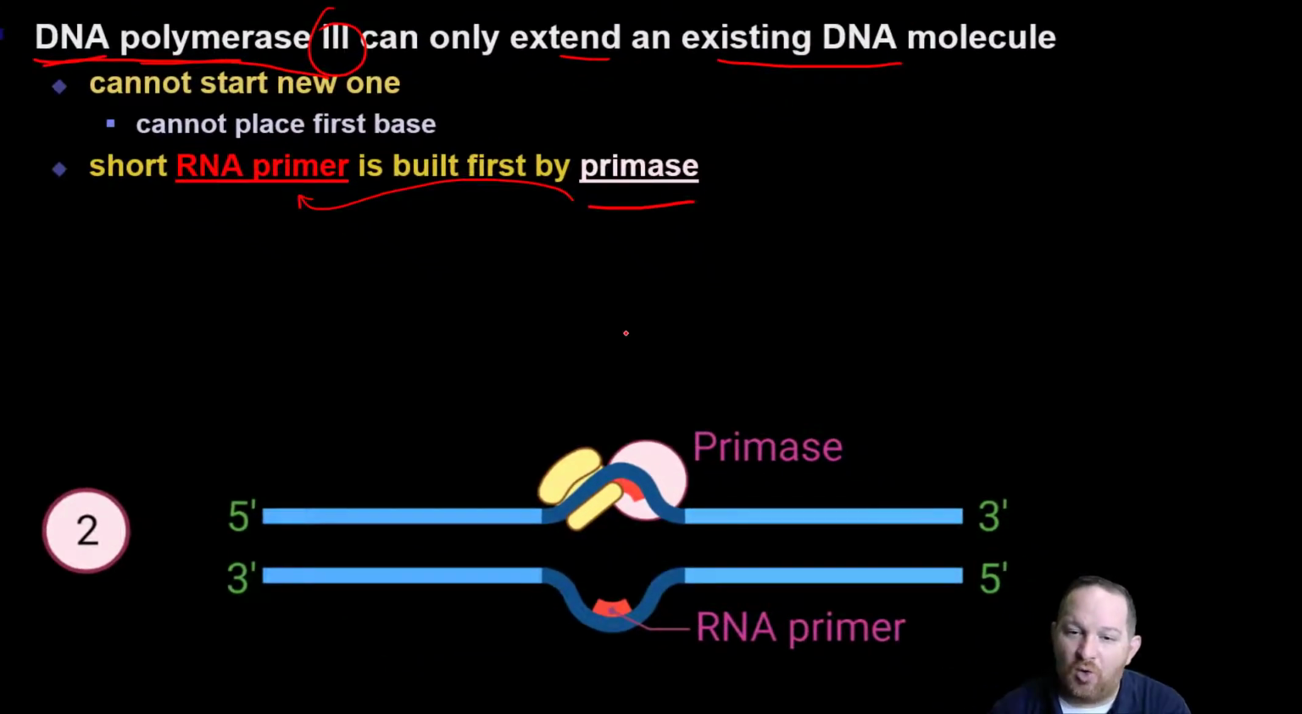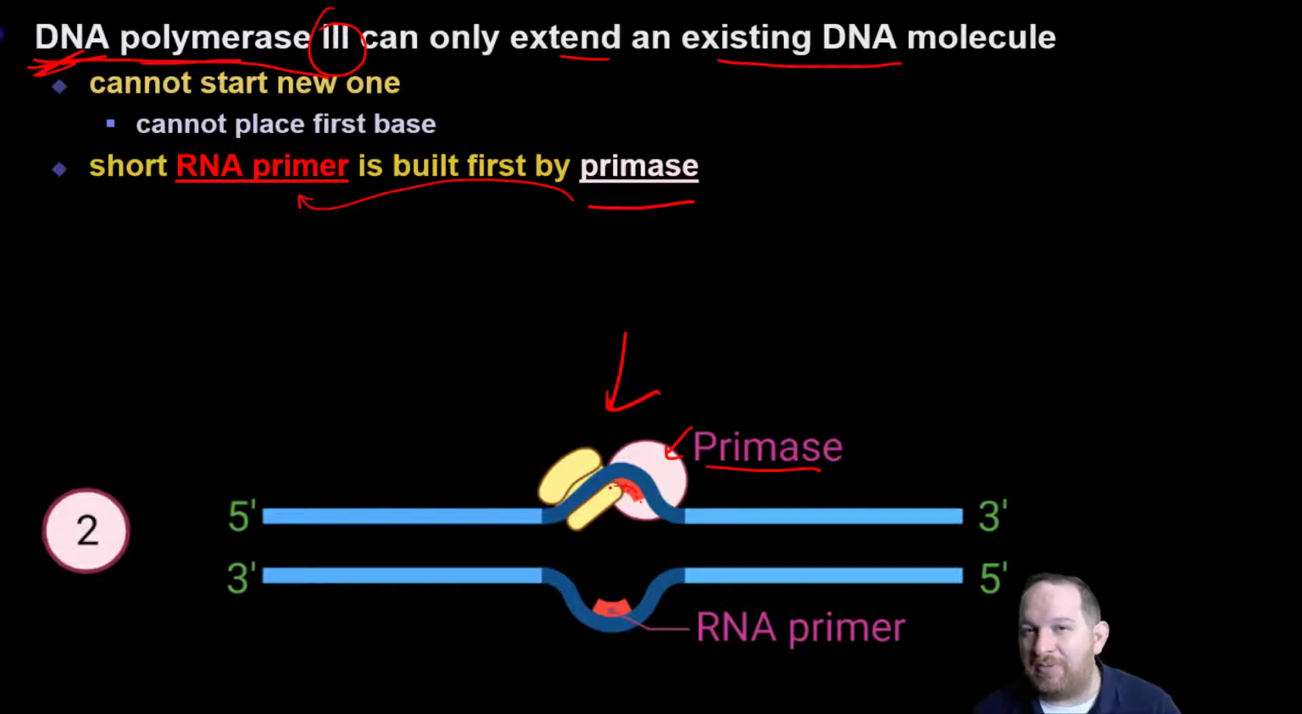So if here's our origin site here in the center, we've created a bubble. And what's happened here is primase, this enzyme that you see there, is adding little bits of RNA primer to this new strand of DNA. Now, once that's done, then DNA polymerase 3 can come in because it's been primed, then it's ready to go.